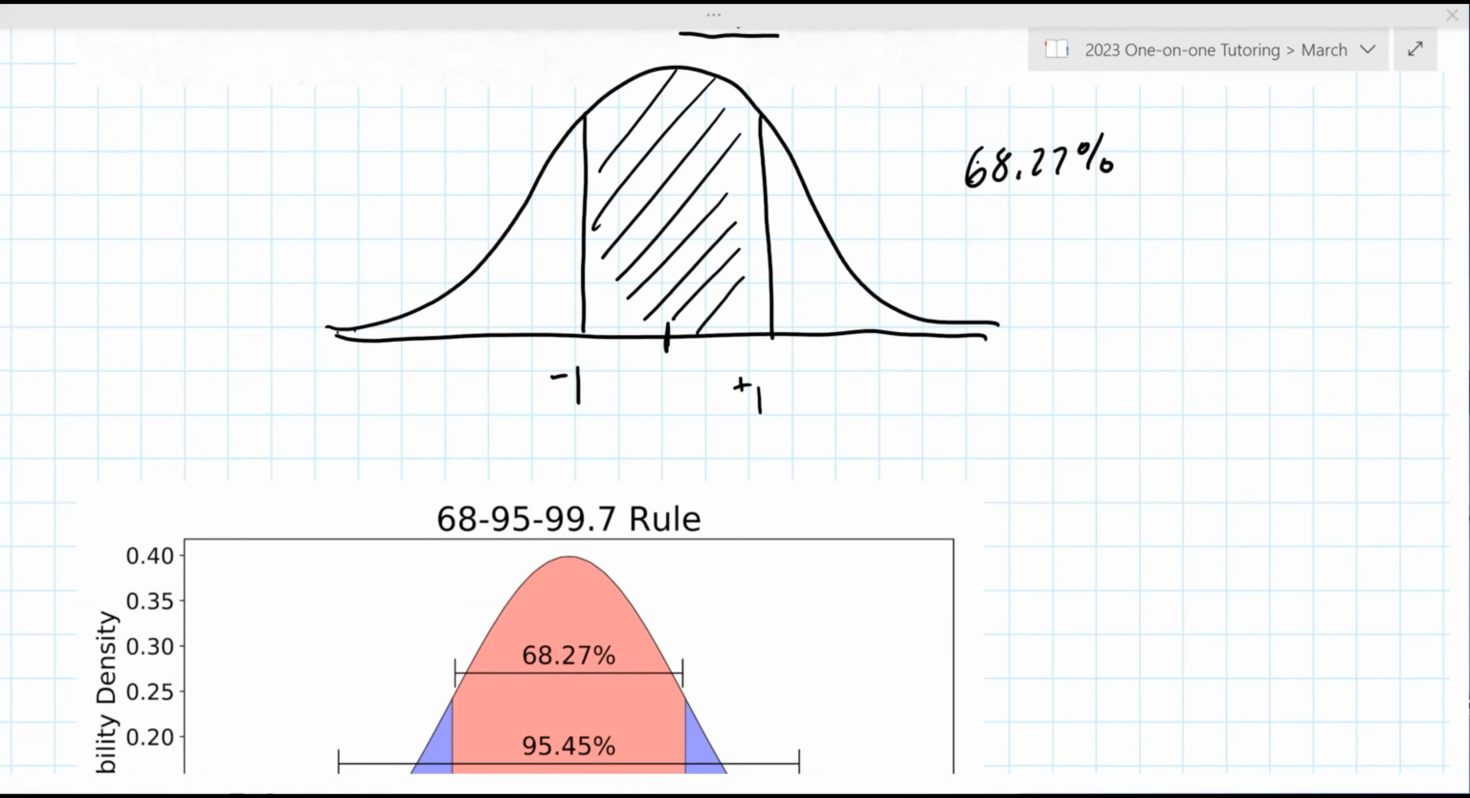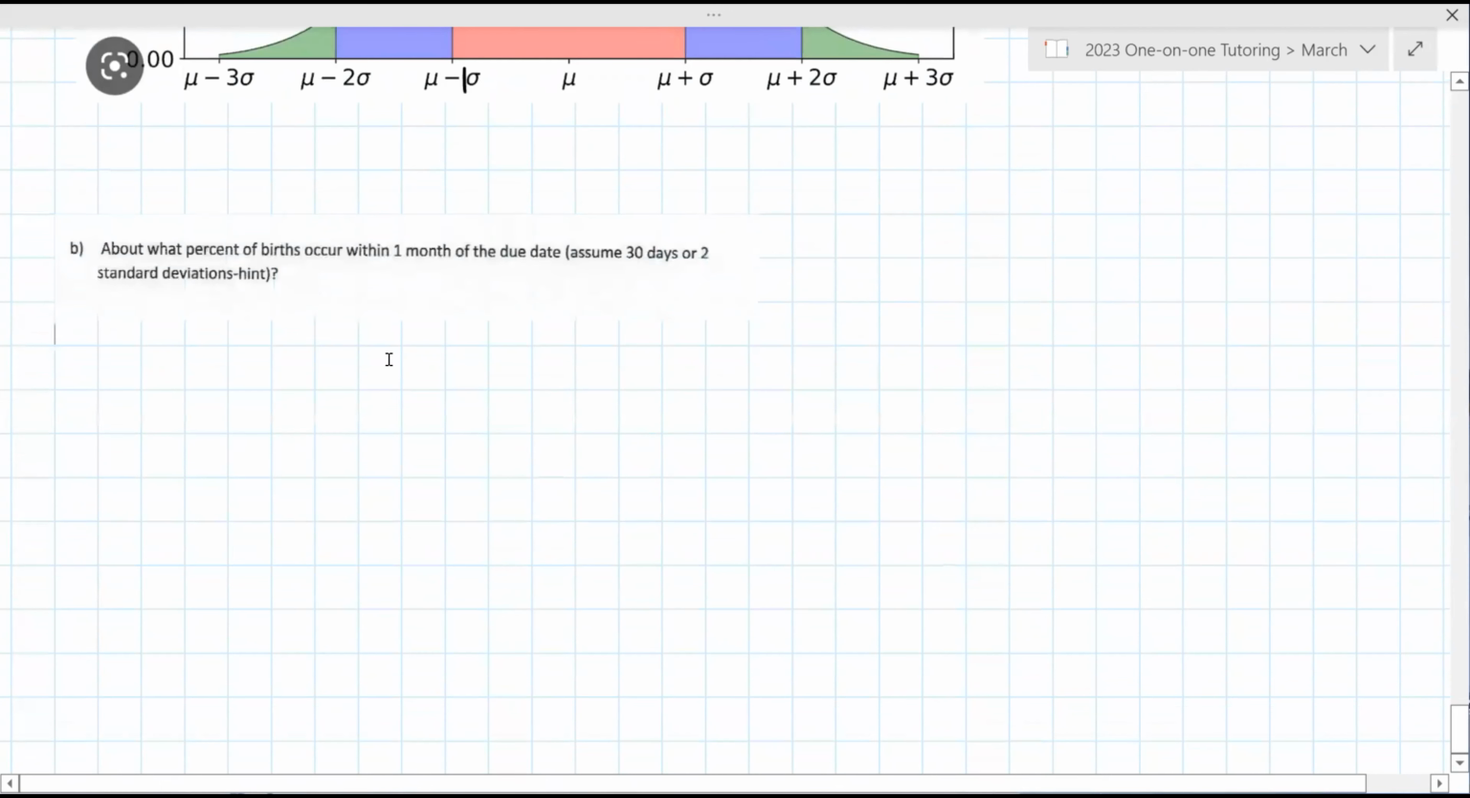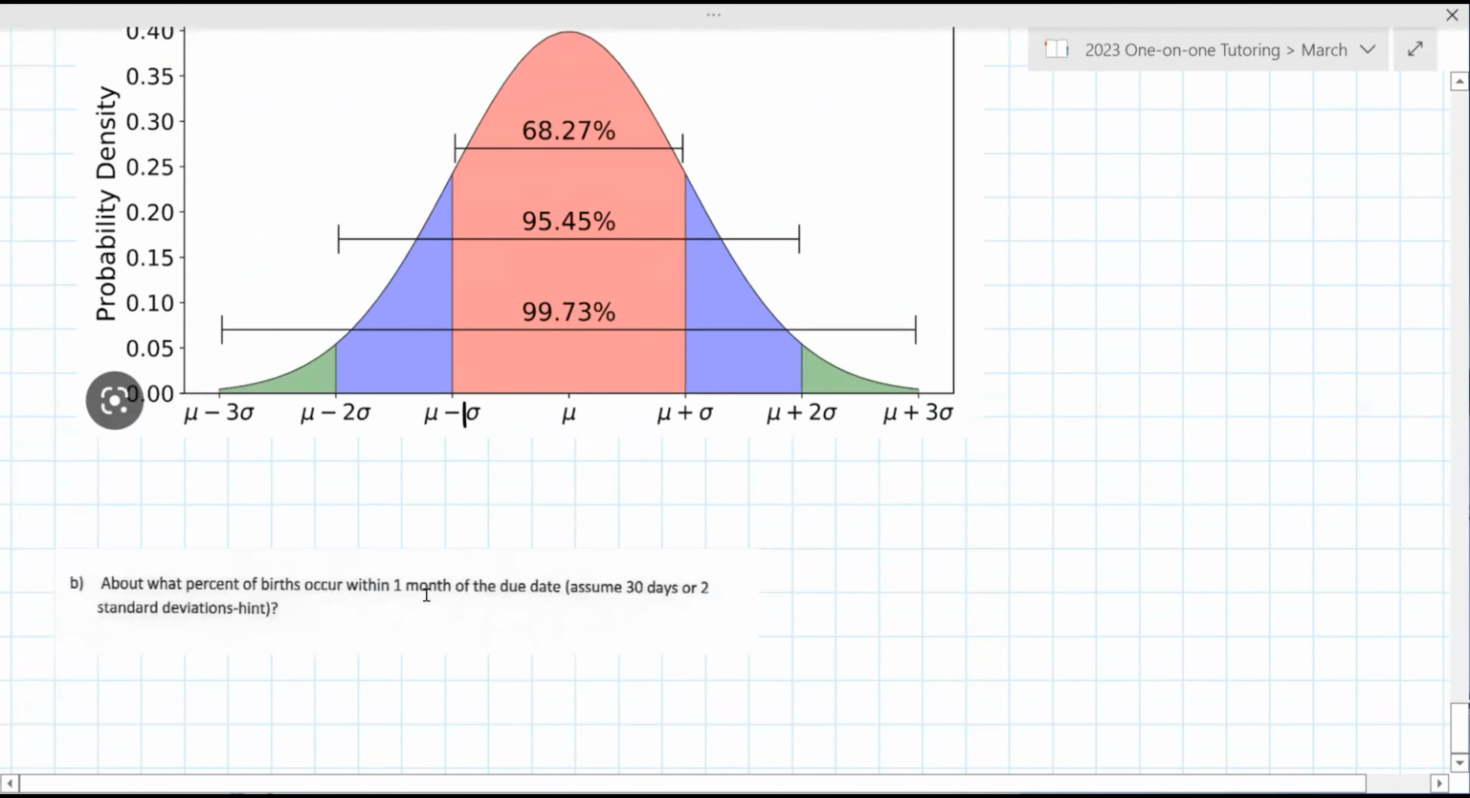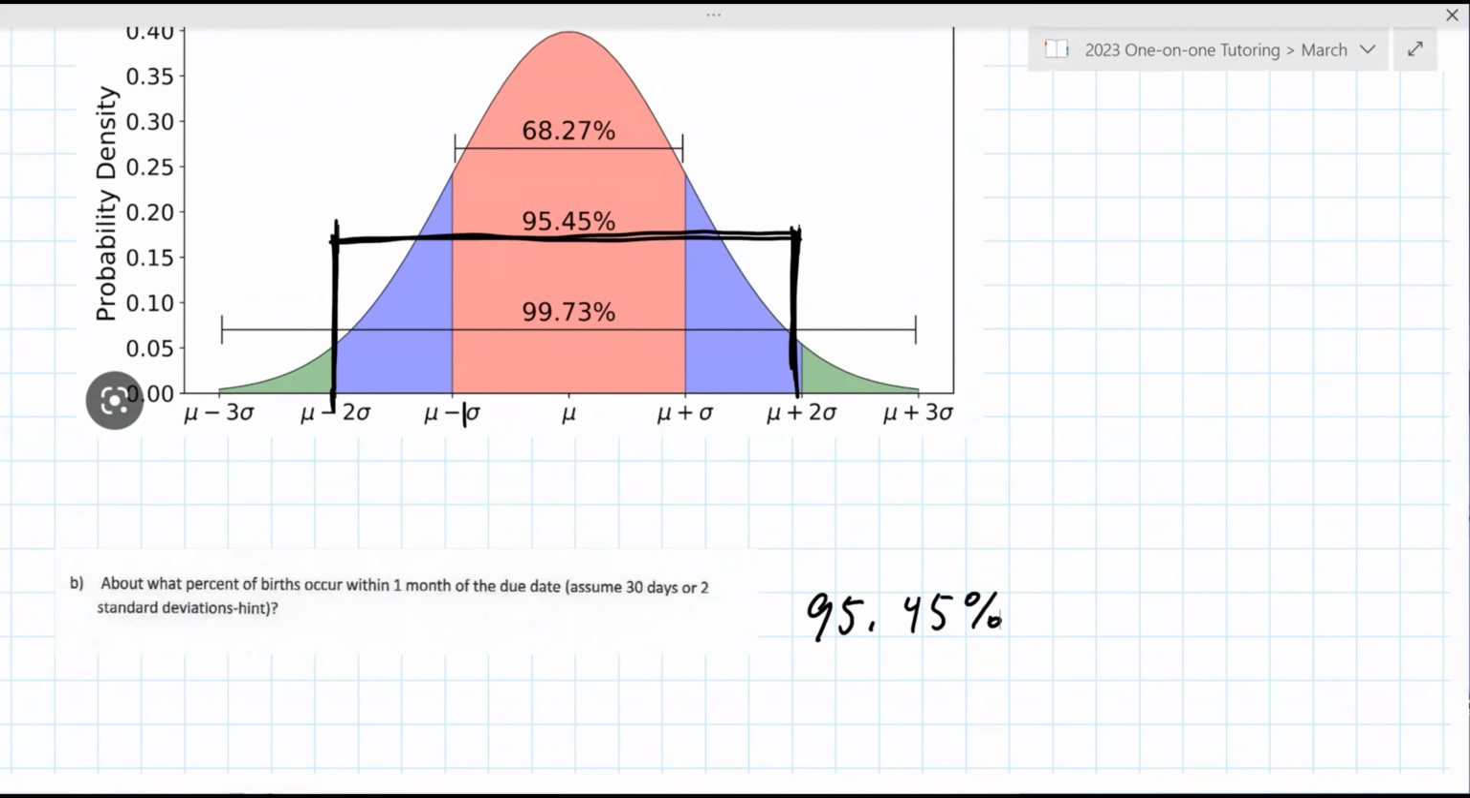All right, now part B, we're going to use the same picture. About what percentage of the births occur within 1 month of the due date? Assume 30 days, or 2 standard deviations. So they're saying how much area is between here, and that's this line. So it's 95.45%, which is pretty good. That could be a lot of time, but that's a different question, a different class altogether.